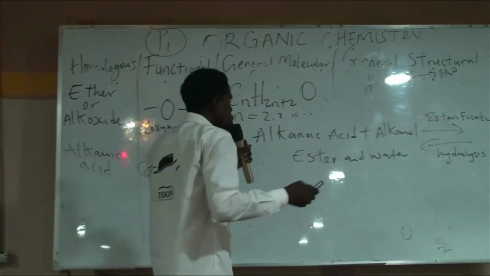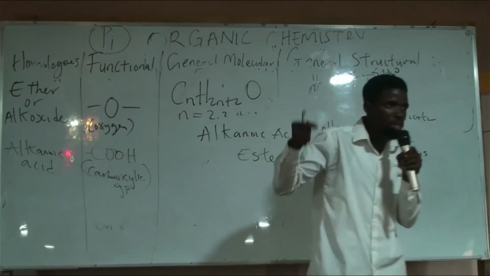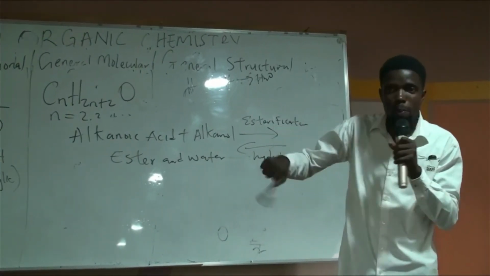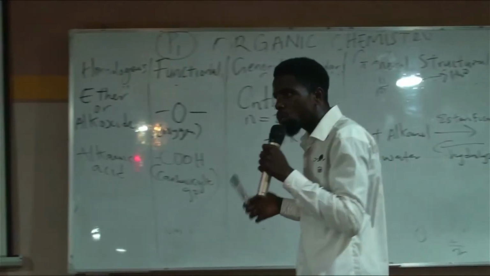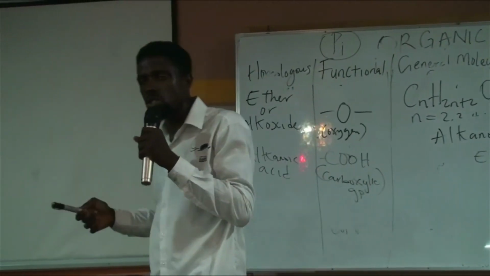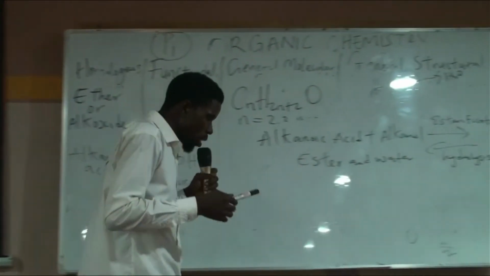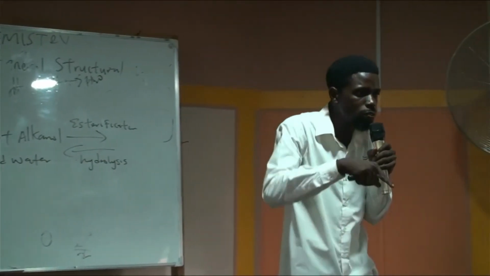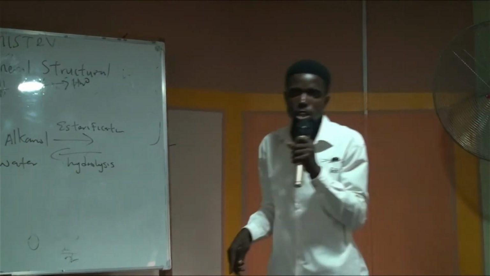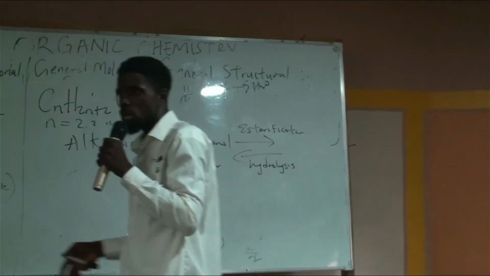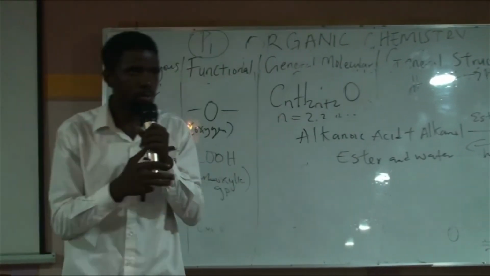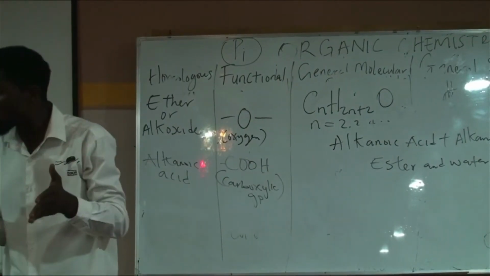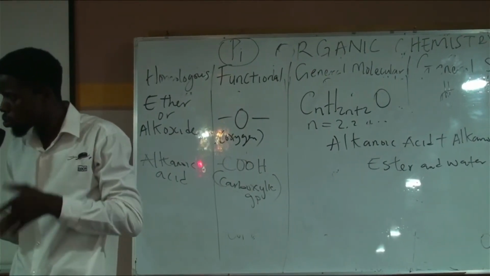What is glycerol? Propan 1,2,3-triol. The IUPAC name of glycerol is propan 1,2,3-triol. One of the uses of glycerol is that it is used as an anti-freezing agent, especially in your car radiators.